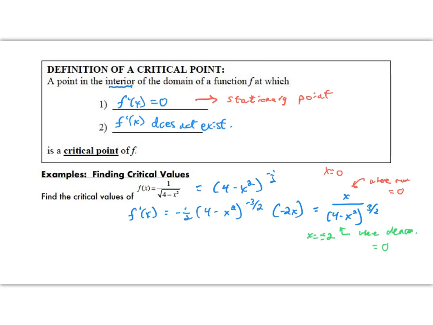So our final answer here is our critical values are at x is equal to 0, x is equal to 2, and x is equal to negative 2. Those are the values of x that are going to give us our critical points. Let's take a look at another example here.